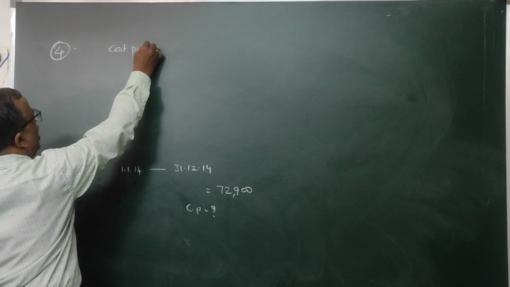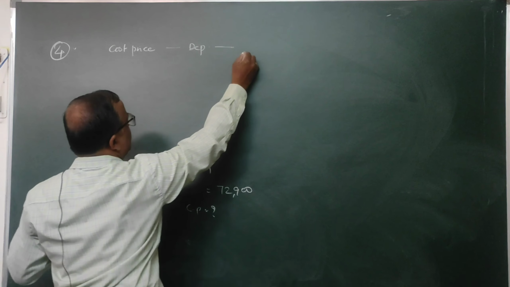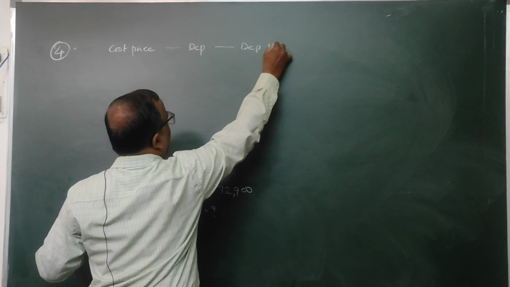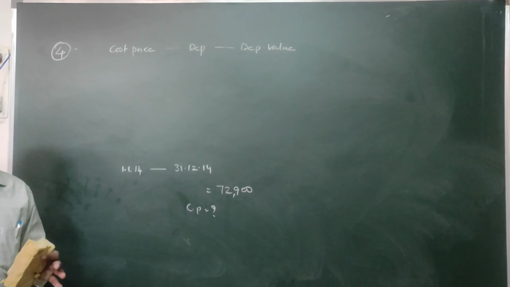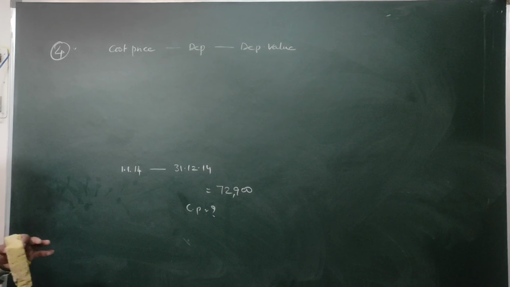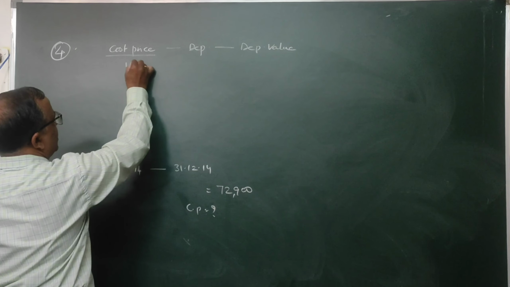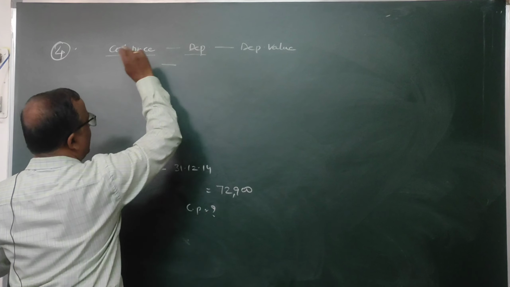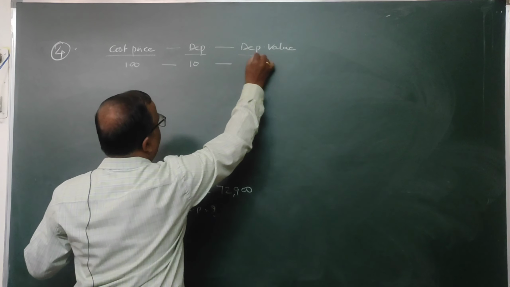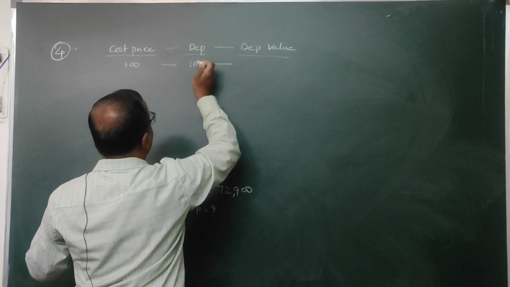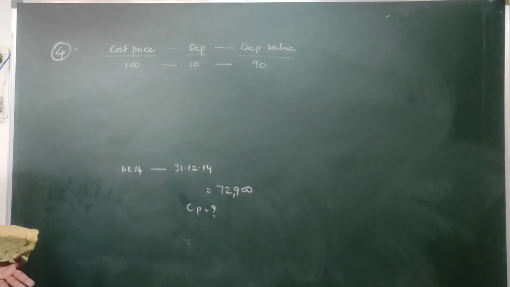Cost price, it is a short problem. Cost price, this is depreciation, and this is the depreciated value. How are we going to calculate? Observe here. Depreciation rate, how much did he say? 10% he said. Percent means per 100. That means if 100 is the cost price, depreciation is 10%, that means 10 rupees out of this will be depreciation. Then after deducting depreciation, the remaining will be how much? 90. That's what you should understand here.